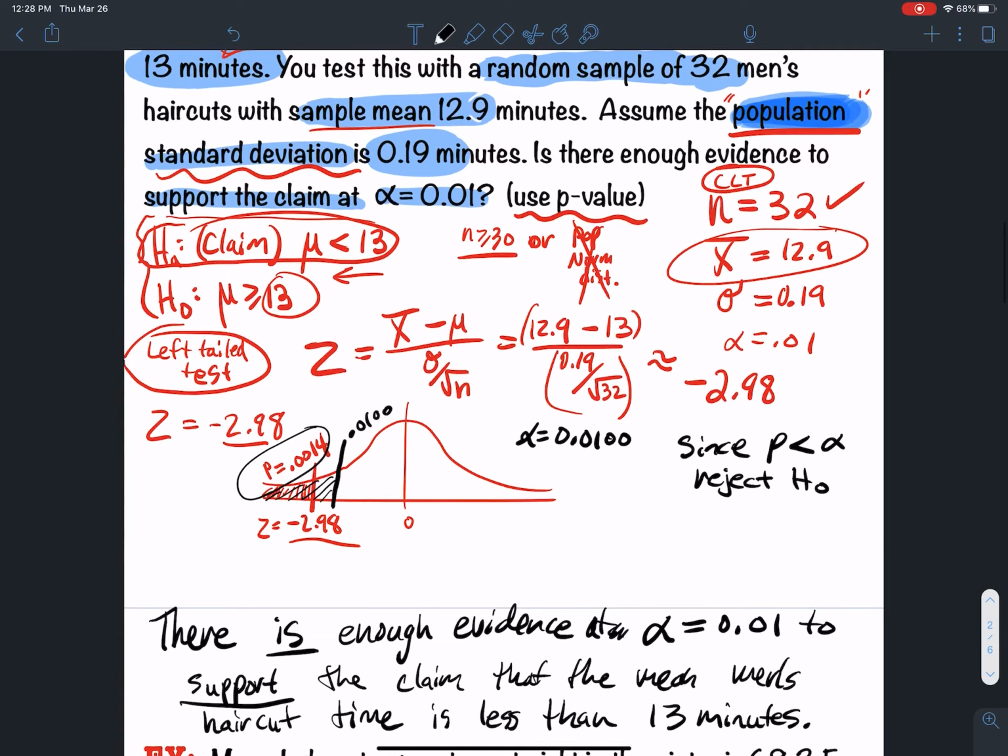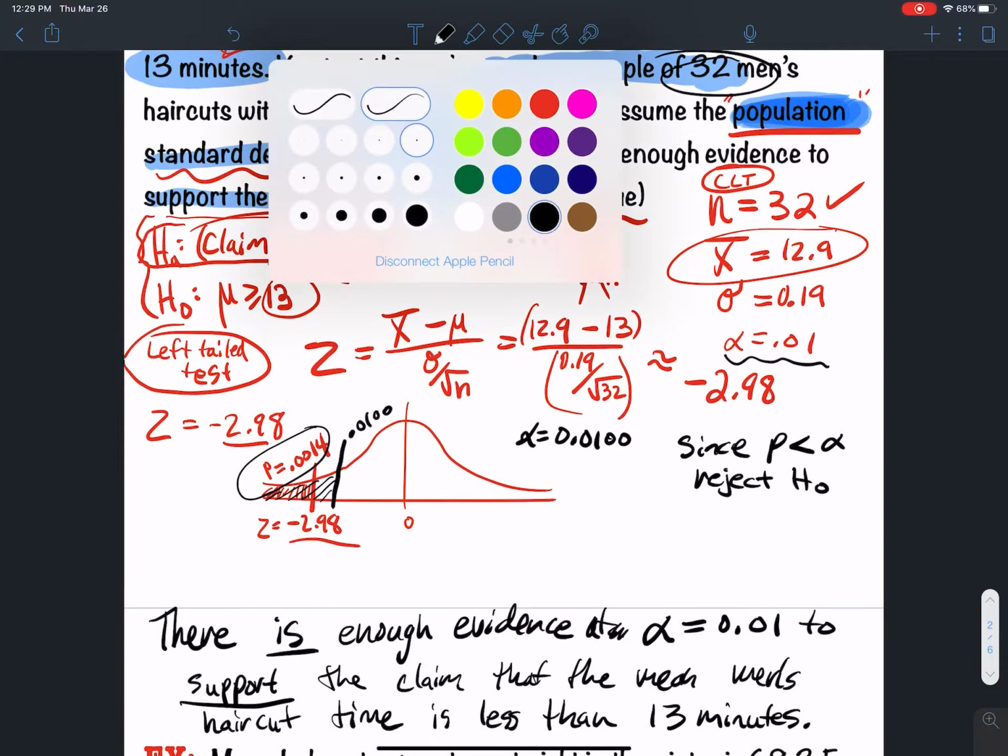All right, you went out and you sampled 32 people and you got an average of 12.9. Seems pretty close, but you can now statistically say that, with a 1% level of significance, the evidence shows that you can get out of there in less than 13 minutes, which is not bad for a haircut.